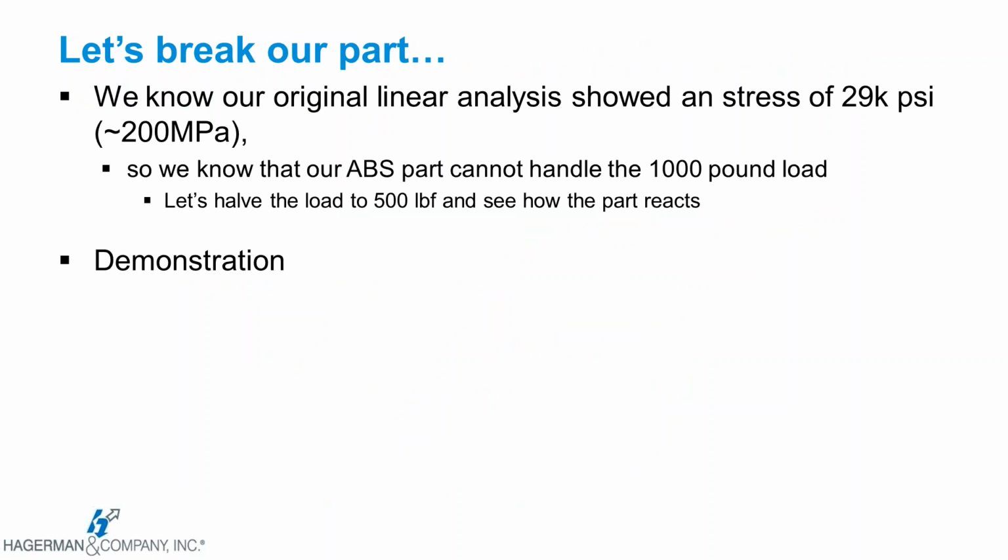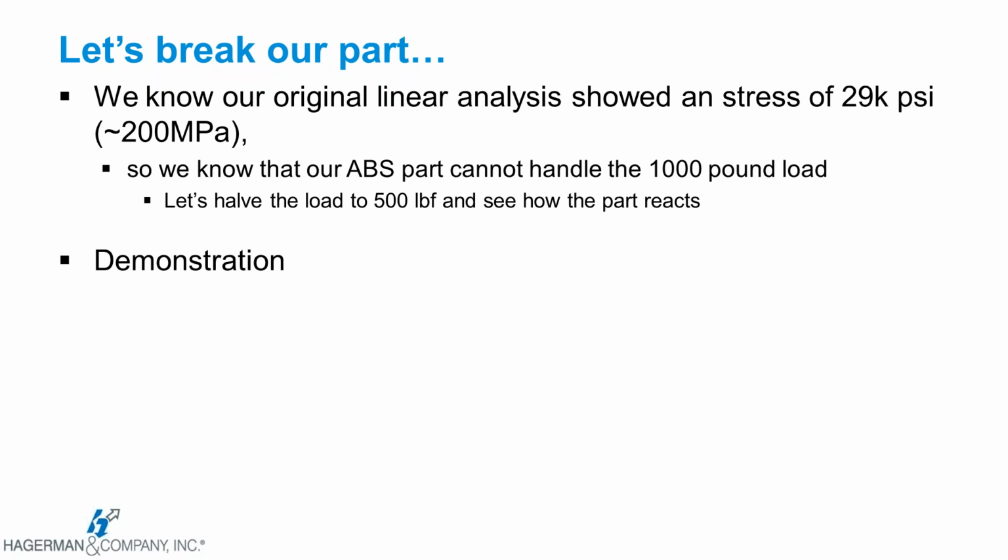So at this point, let's break our model, right? We know some information about our original analysis. We're going to get a total stress of 29,000 psi, or about 200 megapascals. And we know that this ABS material will not be able to handle that load. It's just going to fail. If I try to run an analysis with that level, it's actually going to get into the fracture phase of that material. So in this case, I'm going to halve the load and see if the part can withstand that.